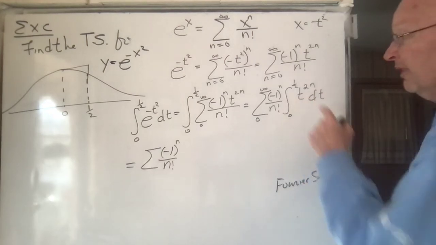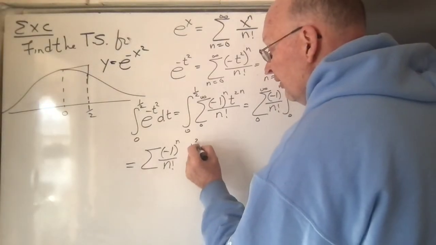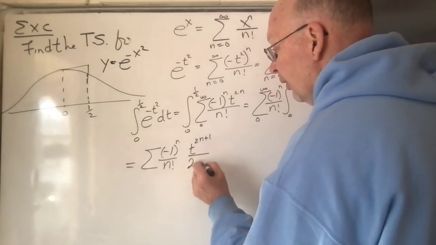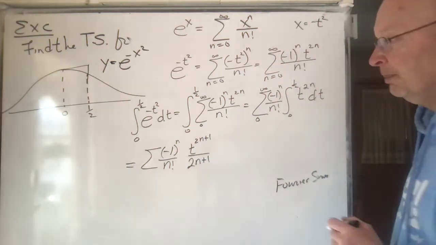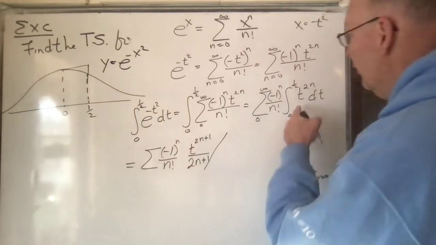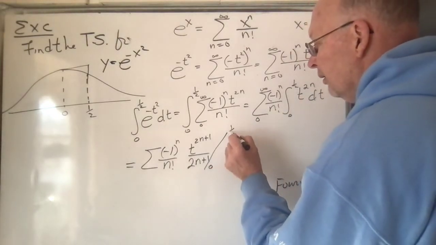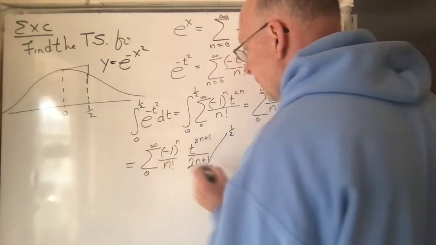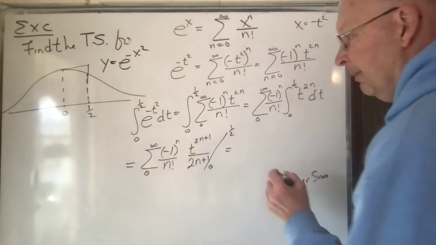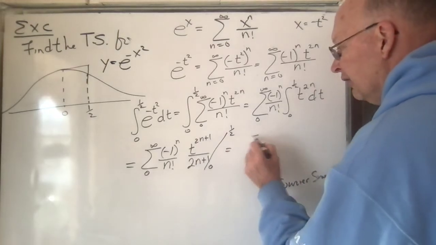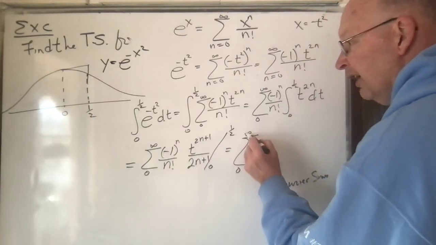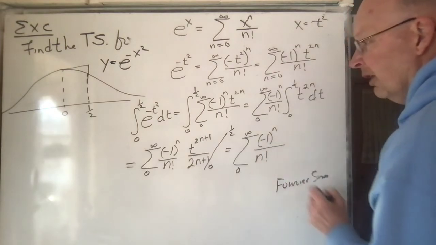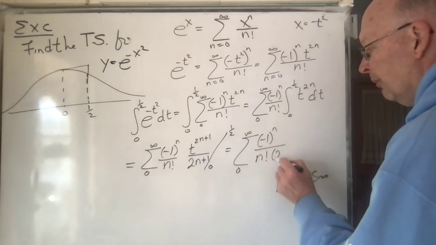And what's the antiderivative of this? It's going to be t to the 2n plus 1 all divided by 2n plus 1. Agreed? And now I want to evaluate that from 0 to 1/2. And this thing goes from 0 to infinity. So what do we get? Stick a 1/2 in there, you're going to get the sum from 0 to infinity, -1 to the n over n factorial, 2n plus 1.